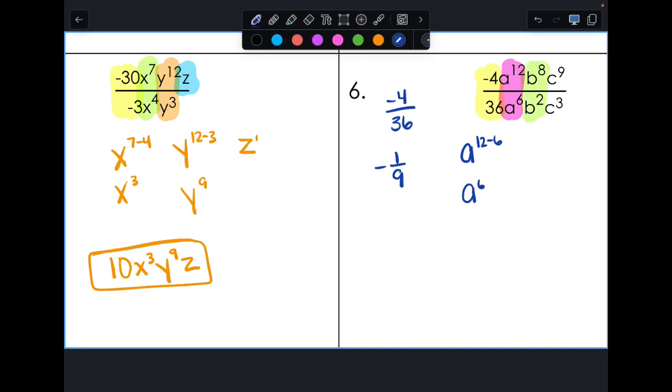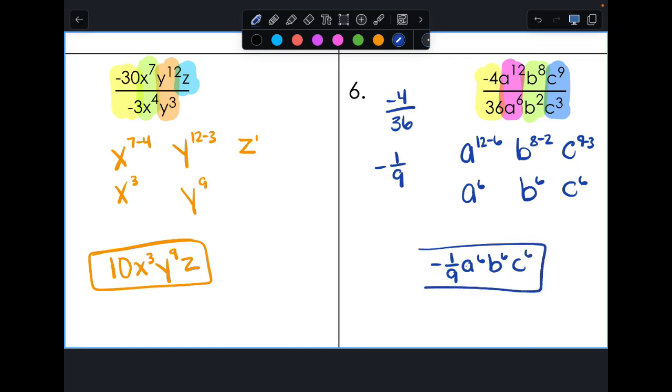The next group? B's. What do I subtract? 8 minus 2 is? 6. And then we go on to the C's. C's. What do I subtract? 9 minus 3. 6. So negative 1/9, A to the 6th, B to the 6th, and C to the 6th.